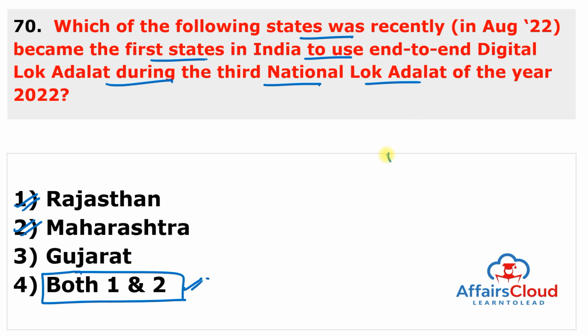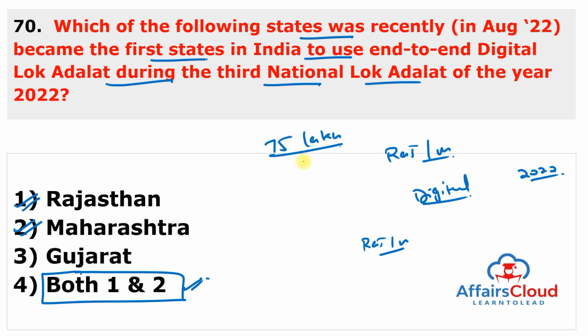So the State Legal Services Authorities of Rajasthan and Maharashtra had launched the Digital Lok Adalat. Remember, Digital Lok Adalat in the respective states as a part of the third National Lok Adalat of 2022. And Rajasthan and Maharashtra became the first states to use end-to-end digital platforms during the third National Lok Adalat of the year 2022, which highlighted over 75 lakh cases settled across India, including 16.45 lakh pending and 58.33 pre-litigation cases. And the Digital Lok Adalat, powered by artificial intelligence and blockchain, will facilitate common people to get justice from the comforts of their home. So the answer of this question is Rajasthan and Maharashtra.